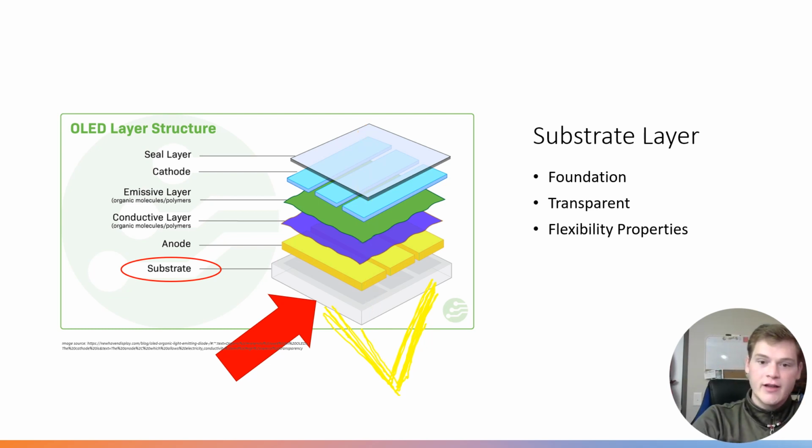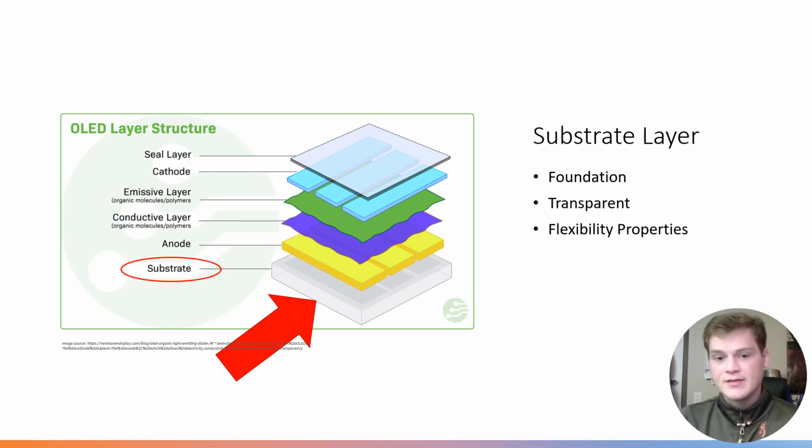So the substrate layer is always transparent. It can either be made out of glass, plastic, or even a thin metal film. And obviously, if it's see-through, then the metal film is really, really thin.